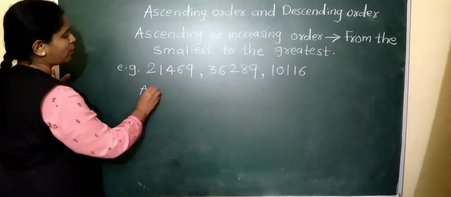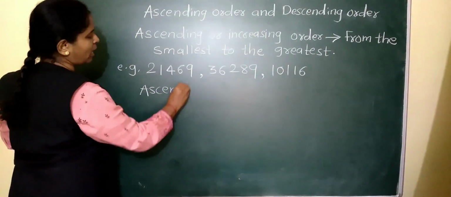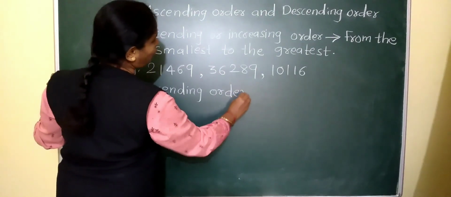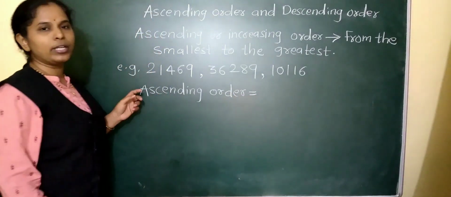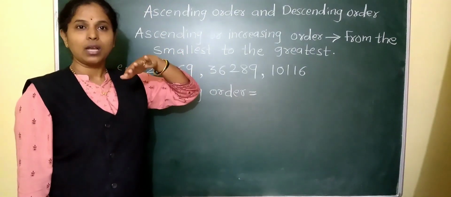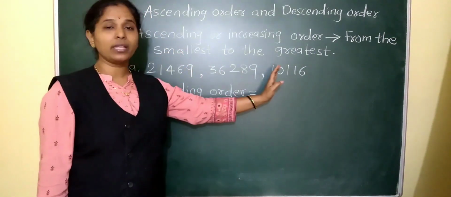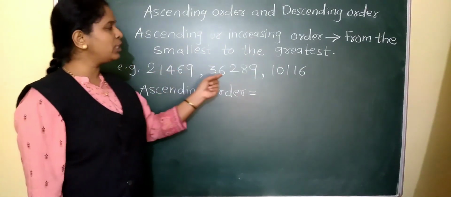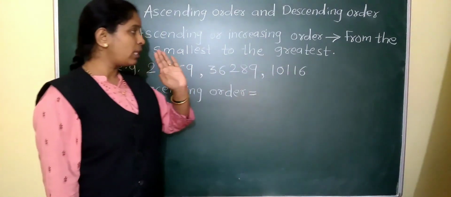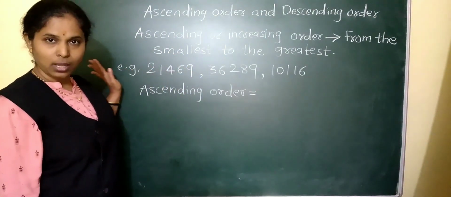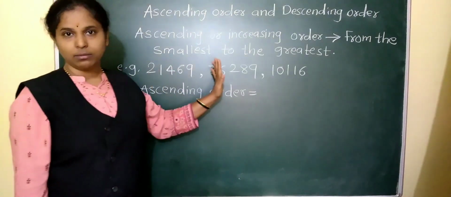So what we have to do? We have to start from the smallest number. From the given numbers, we have to find out which is the smallest number. Now how to compare to find the smallest number? How to compare the numbers, that I said. Now here see, number of digits in each number are same. Then what to do? Next we have to compare each digit from the left side.